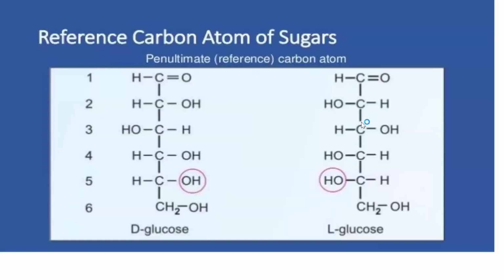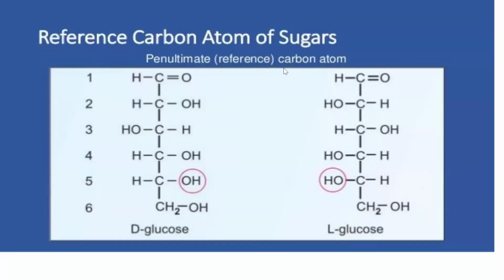We now talk about the two different isomeric forms of glucose. We can have alpha glucose, and you can also have beta glucose. The alpha and beta glucose depend on the orientation of the OH group on the anomeric carbon. But in this case, we also have D-glucose and L-glucose. The difference between D-glucose and L-glucose is based on the position of the OH group.